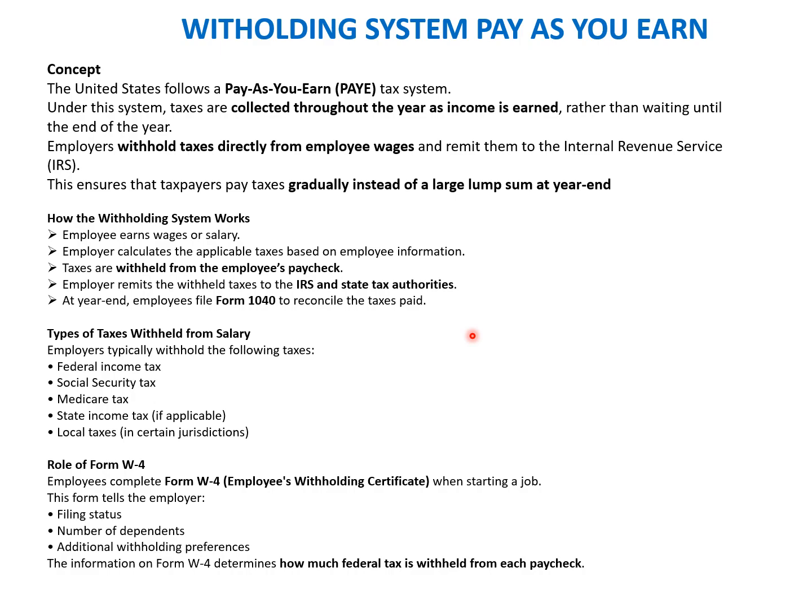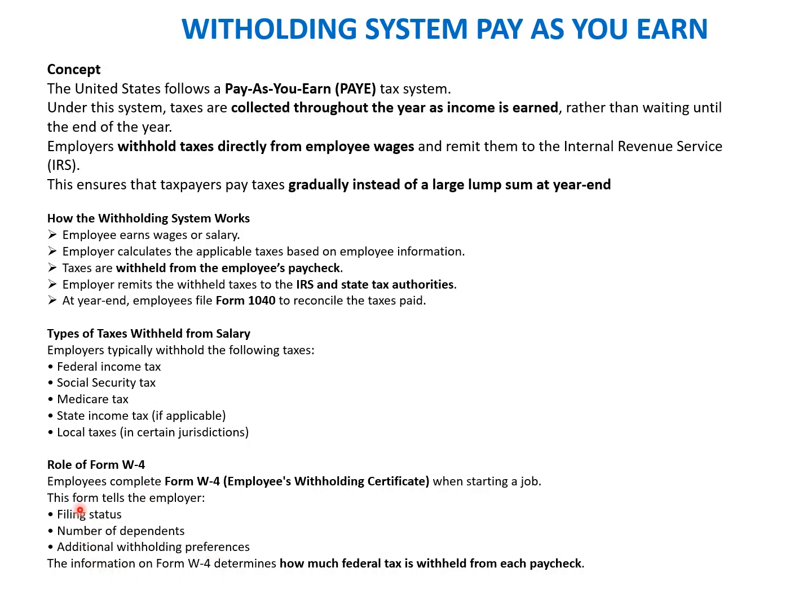And once this information is available to the IRS, at the time of 1040 filing, it is shown as a tax credit which will be adjusted and deducted from the final tax liability to arrive at whether additional tax needs to be paid or a refund is due. The types of taxes withheld from the salary are federal income tax, social security tax, Medicare tax, state income tax, and local taxes.